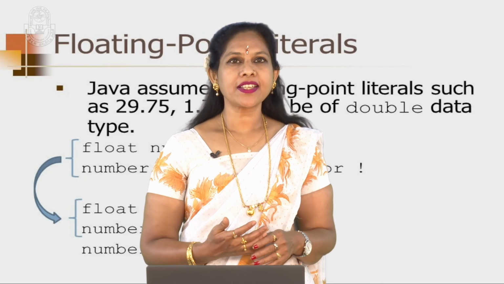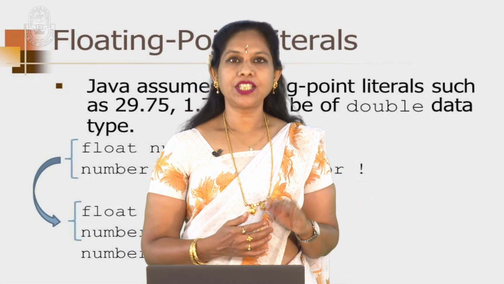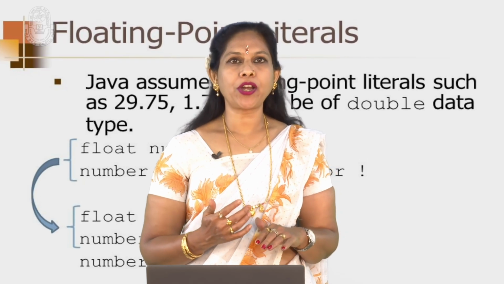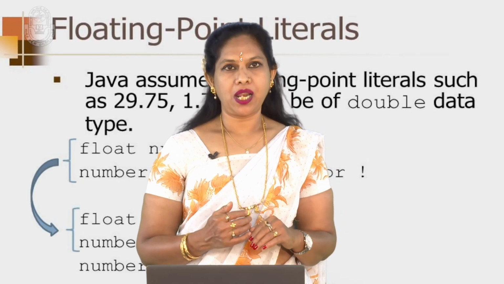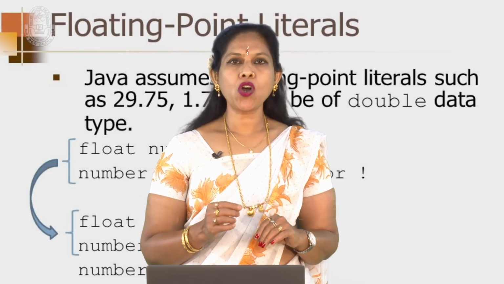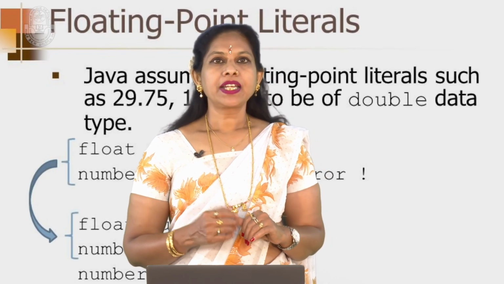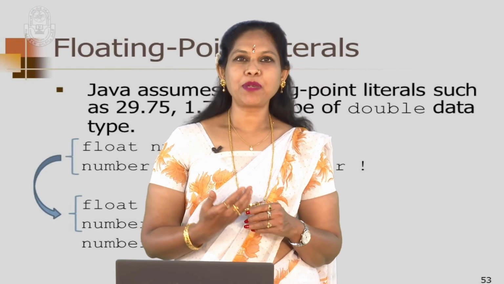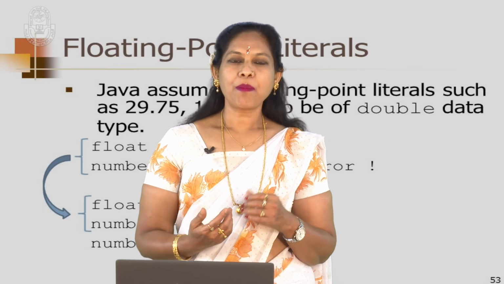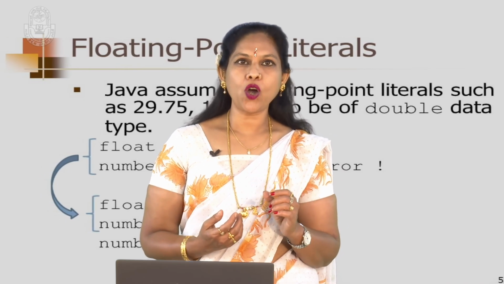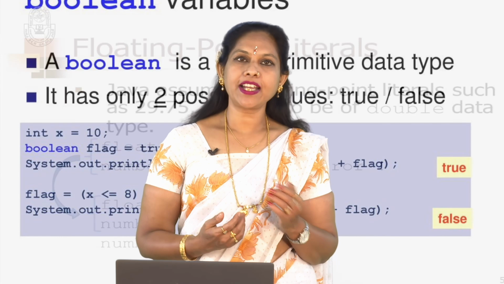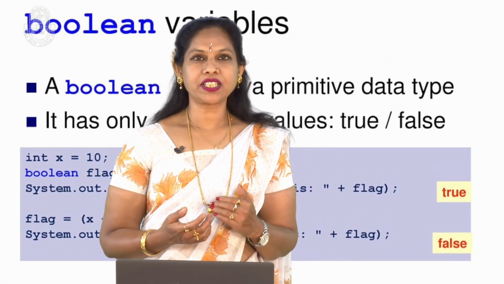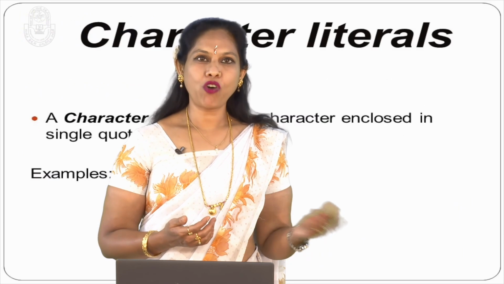Floating point literals have a decimal part and an integer part. Floating point literals result in floating point numbers of type double. By appending small f to a number, it can be changed to type float. Exponents can be used in floating point literals by using the letter capital E or small e followed by the exponent. Boolean literals. Boolean literals consist of the keywords true and false.